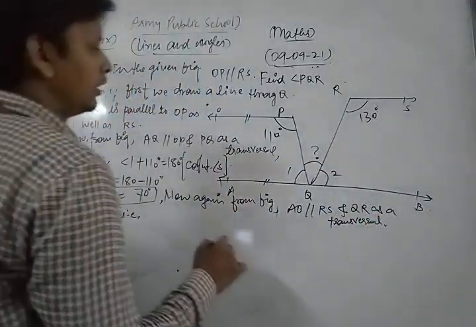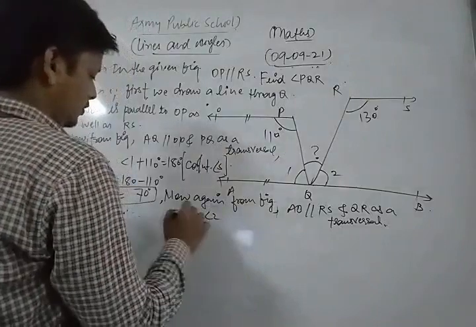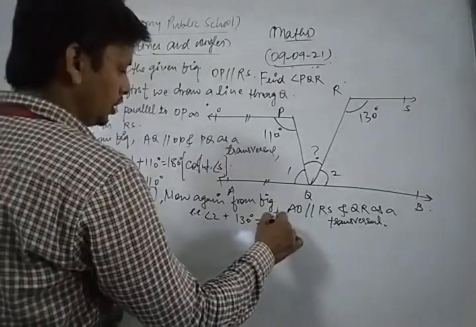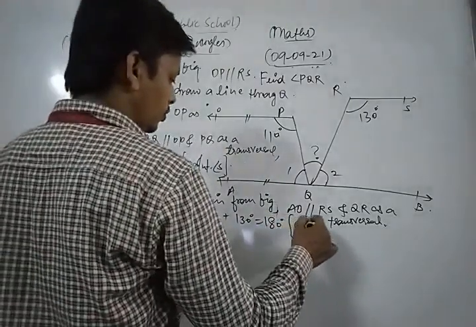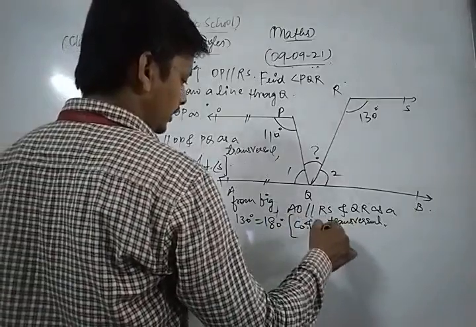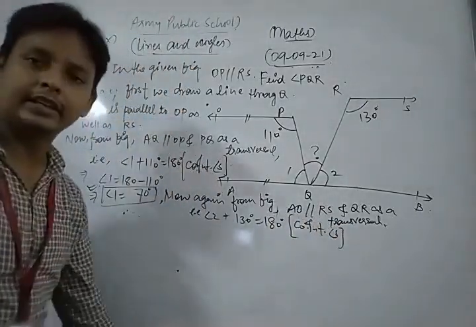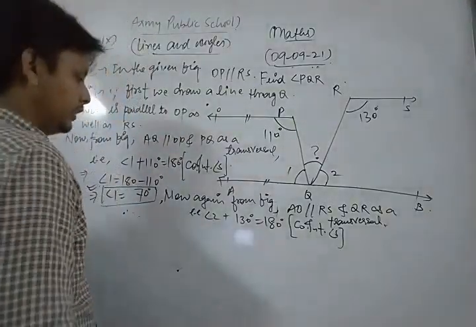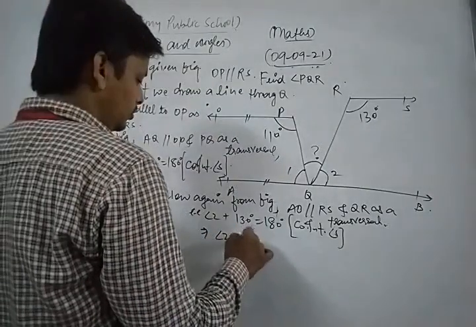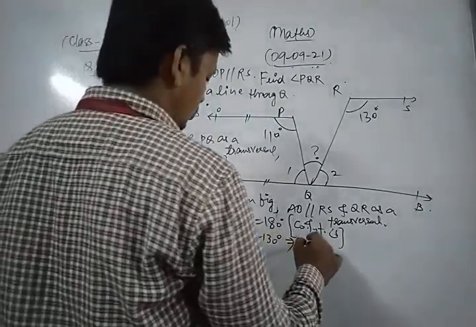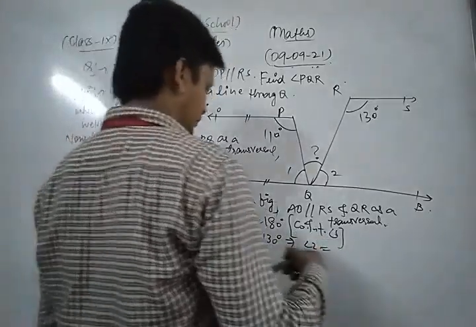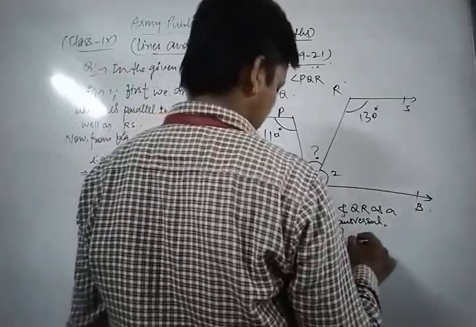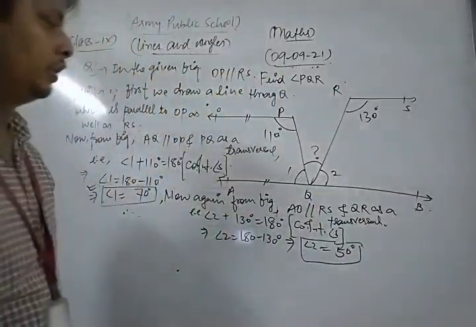That is, angle 2 plus 180 is also equal to 180, because these also form co-interior angles, and you know that co-interior angles are supplementary to each other. So from there we find the value of angle 2 is equal to 180 minus 130, so angle 2 is equal to 50 degrees. Angle 2 is equal to 50 degrees.